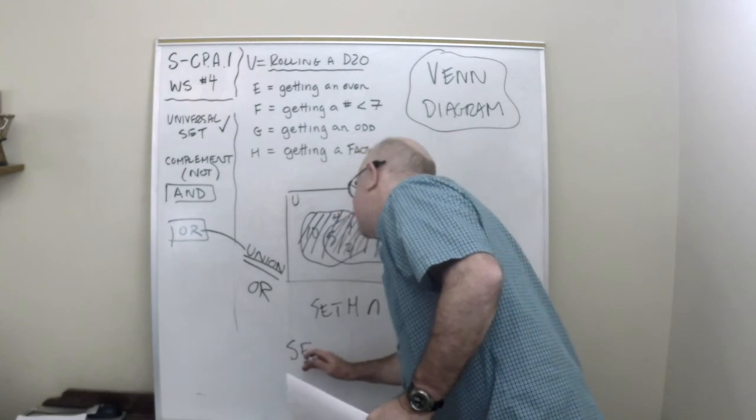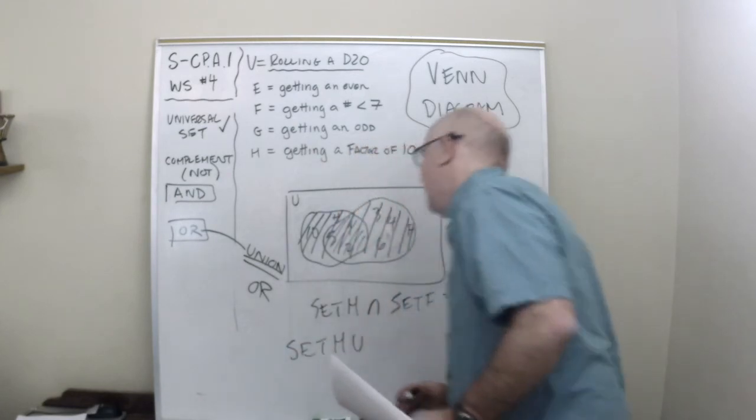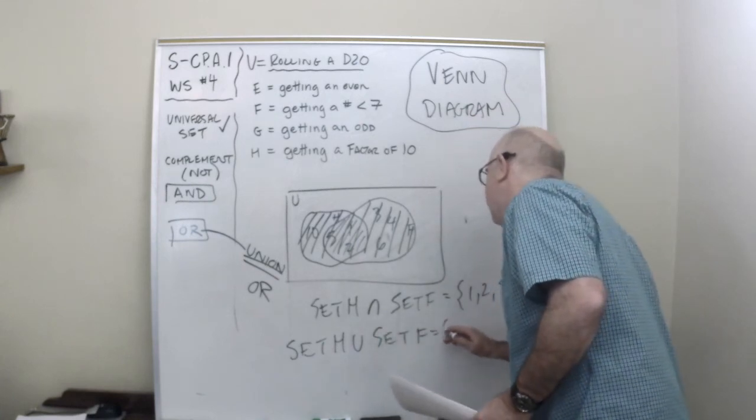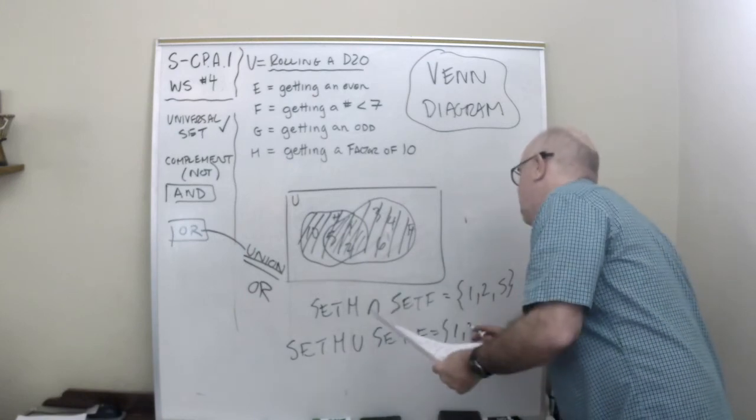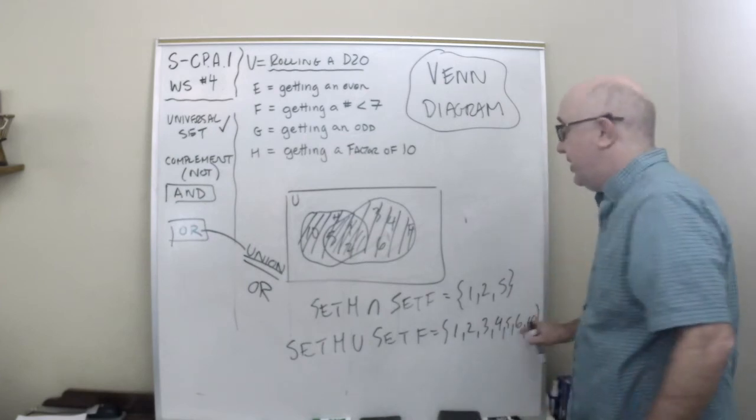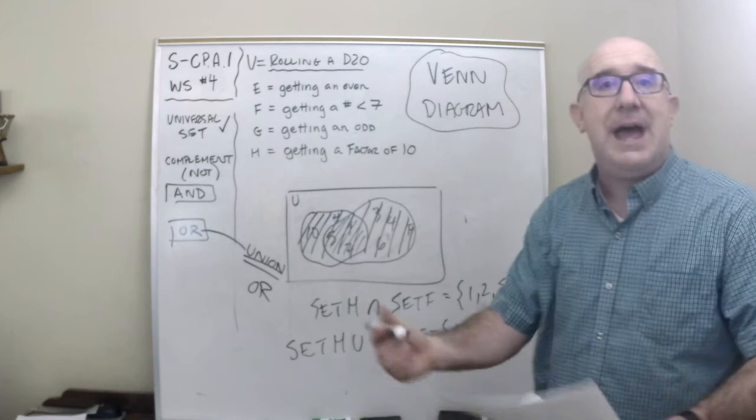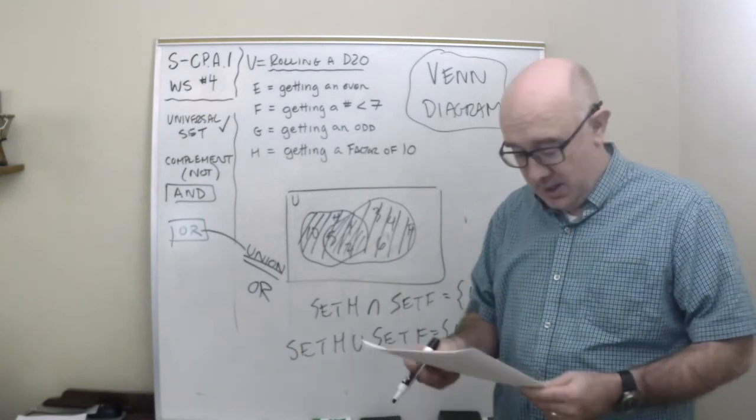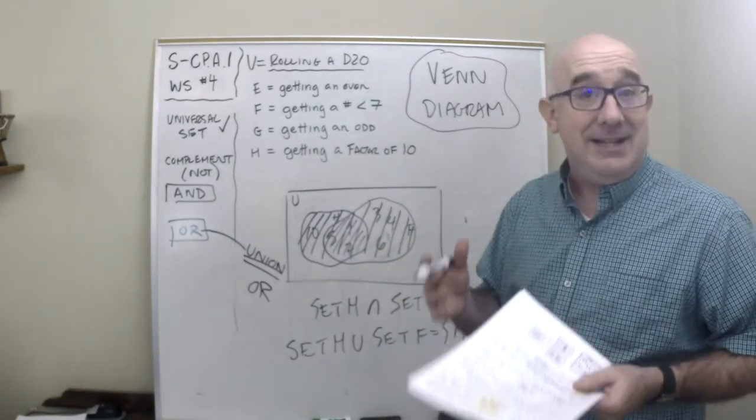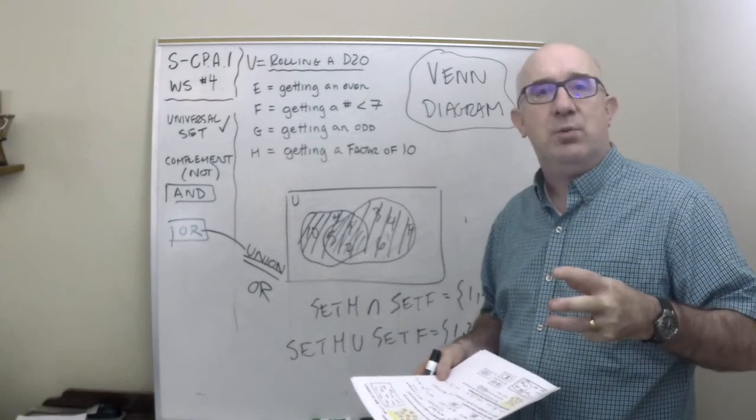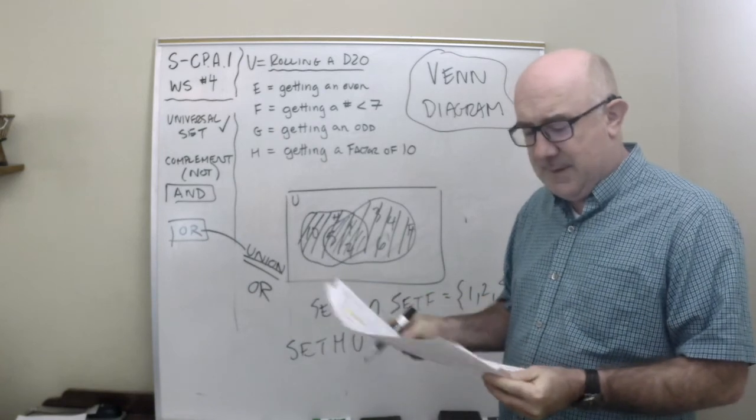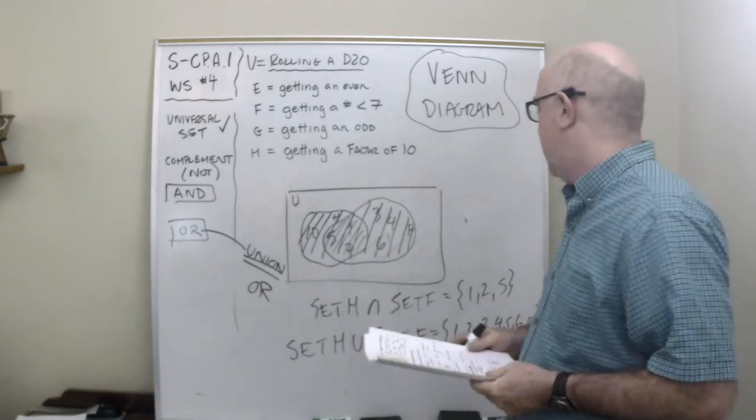We write that as set H union, the U for union, that makes sense, set F, and our values would be a 1, a 2, a 3, a 4, a 5, a 6, and a 10. The union is all of that put together. So we have an intersection, which means the overlap, the in common. You have the or statement, which means union, which is combining everything together. And I think that's a pretty good place to cut this.